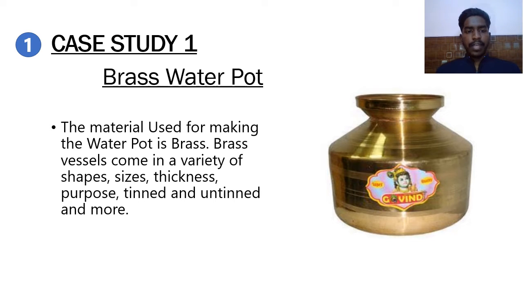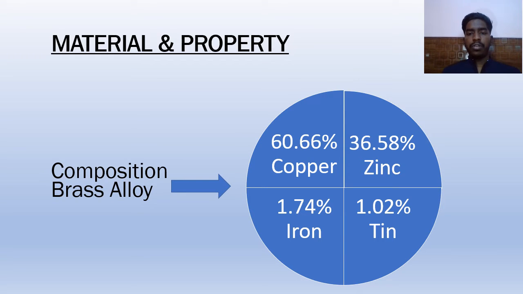The material used to manufacture the brass water pot is brass. Brass vessels come in a variety of shapes, sizes, and thicknesses. Now we'll see the material composition of the brass. The material composition of brass is copper, zinc, iron, and tin.